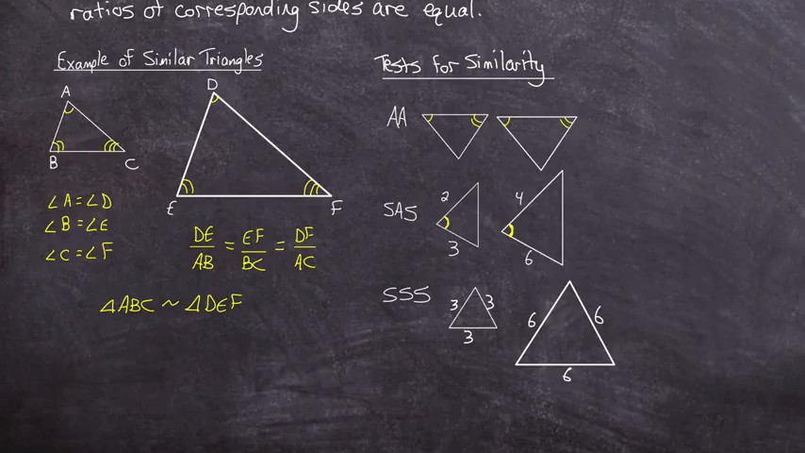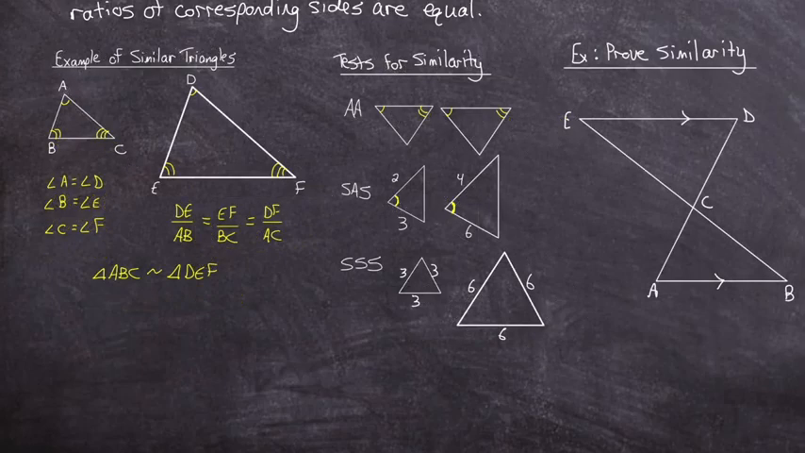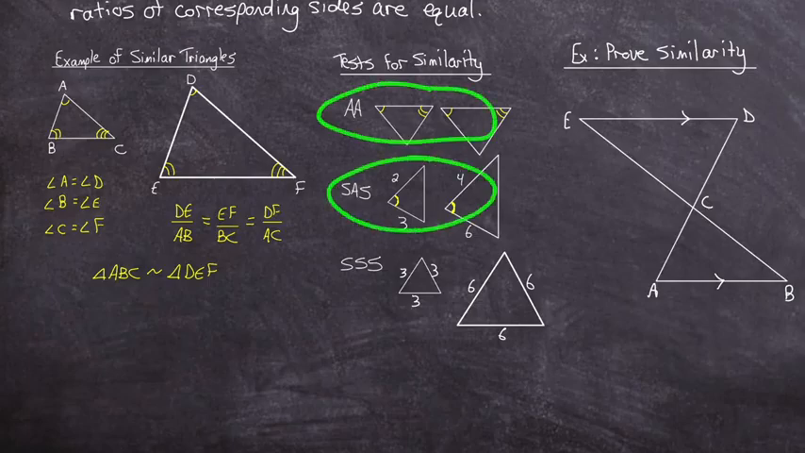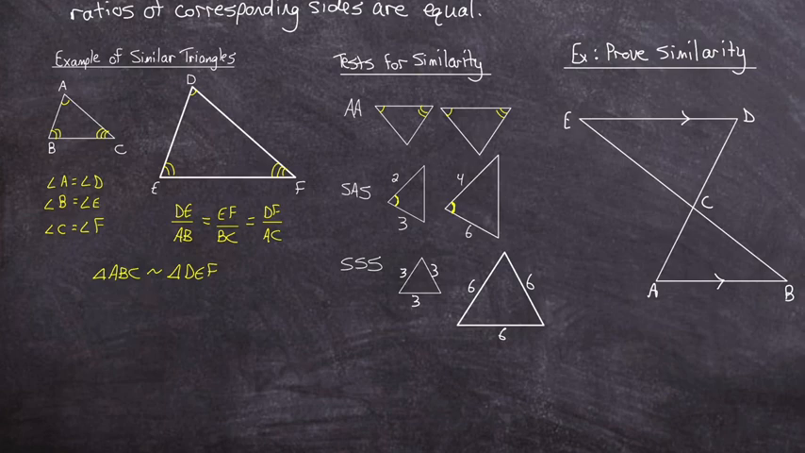So now that you know the 3 tests for testing if triangles are similar, let's look at an example where we try and prove similarity. I see 2 triangles, triangle ABC and triangle DEC. So 2 different triangles. Are they similar? Well, I know they would be similar if I can prove any one of these 3 tests. And I think I should be able to prove angle-angle similarity for this question.